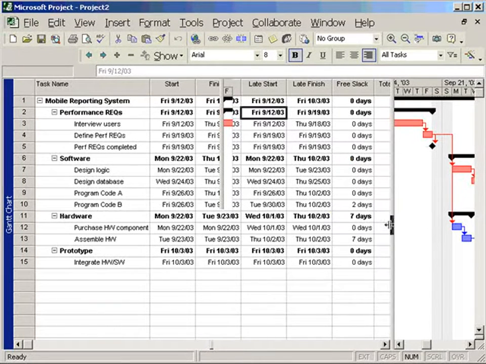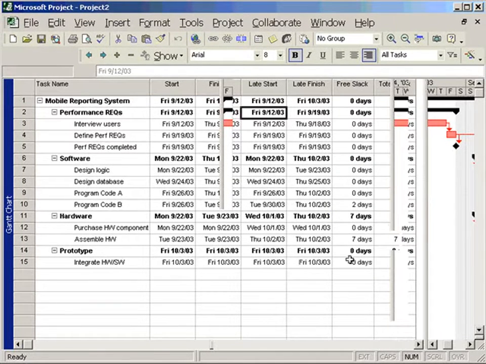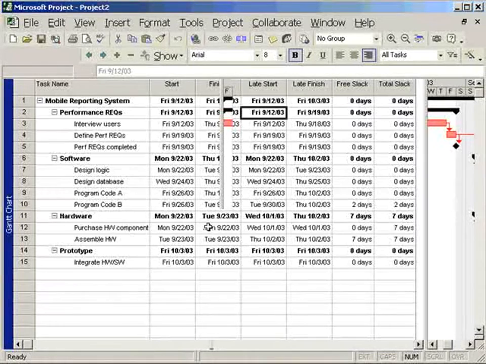So when we look at the amount of slack that the non-critical activities have compared to how long we've estimated their tasks will take, we would argue that this is not a very sensitive network. Remember, programming code B is estimated to take 3 days, and we've got 2 days of slack, over 60%. Likewise, purchase and assembly hardware each are supposed to take 1 day, and in this case we have 7 days.